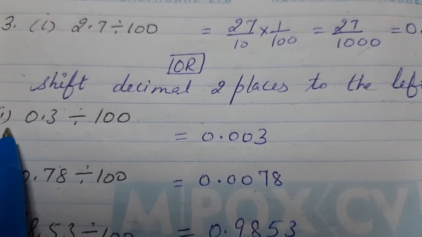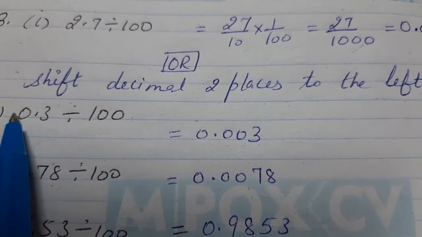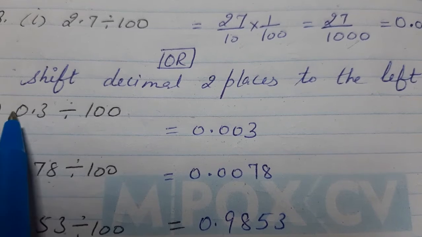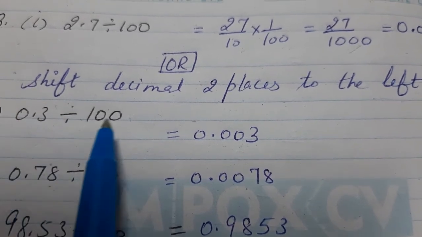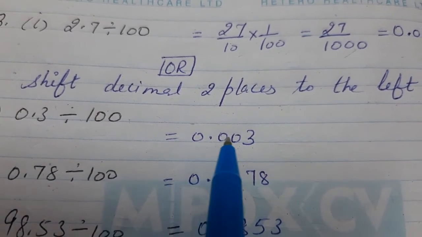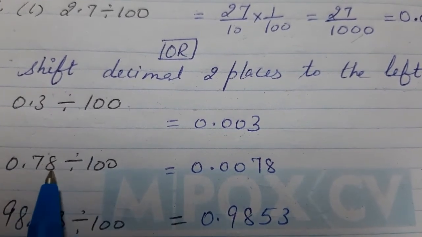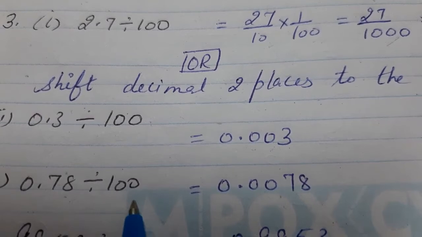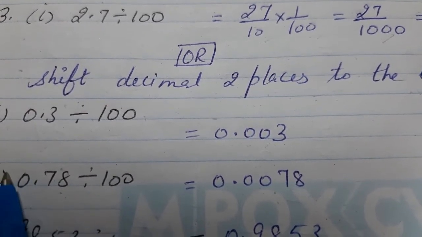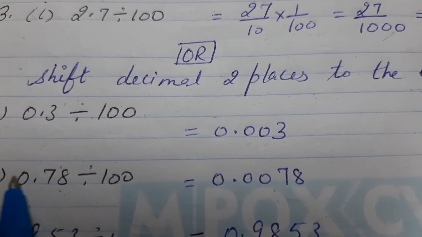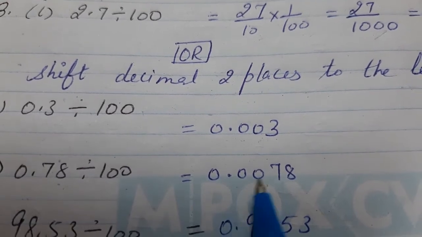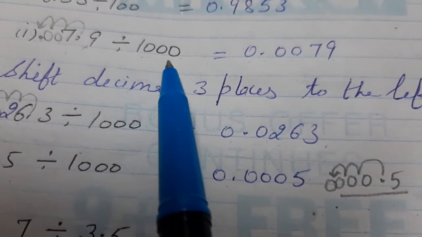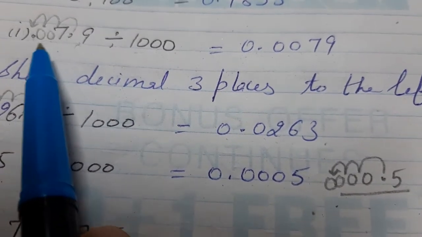Similarly 0.3 divided by 100, again shift 2 places. If you are not given the number there, then you have to put the zeros yourself, and shift the decimal 2 places to the left hand side. It will become 0.003. Similar is the case of the next, as we have taken 0.78 divided by 100. Again you have to shift 2 places. When we shift 2 places, we will get 0.0078.